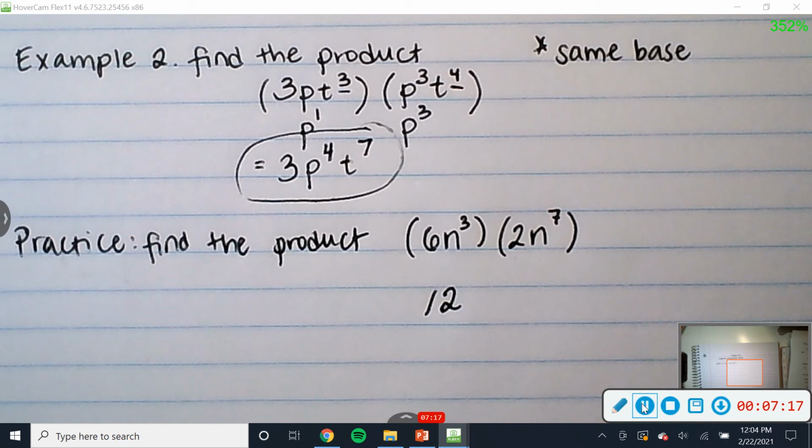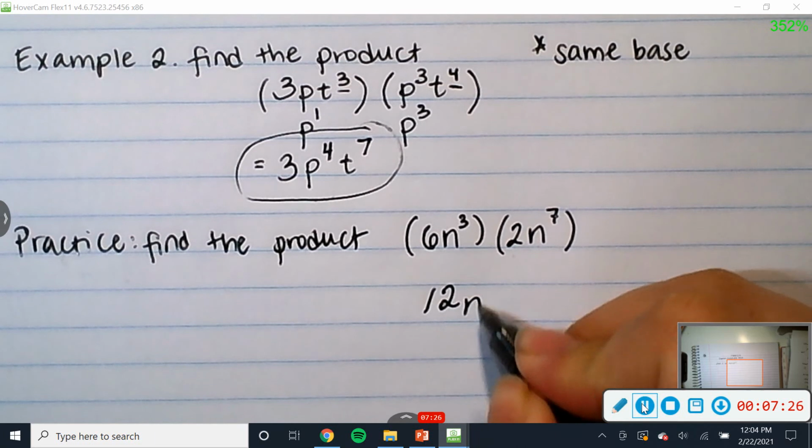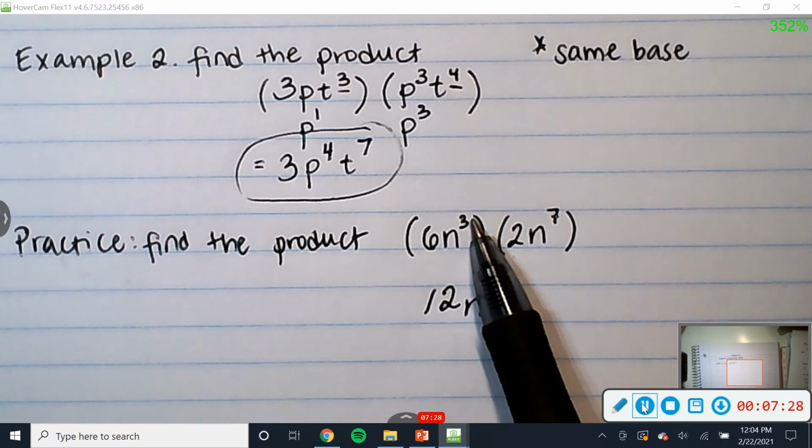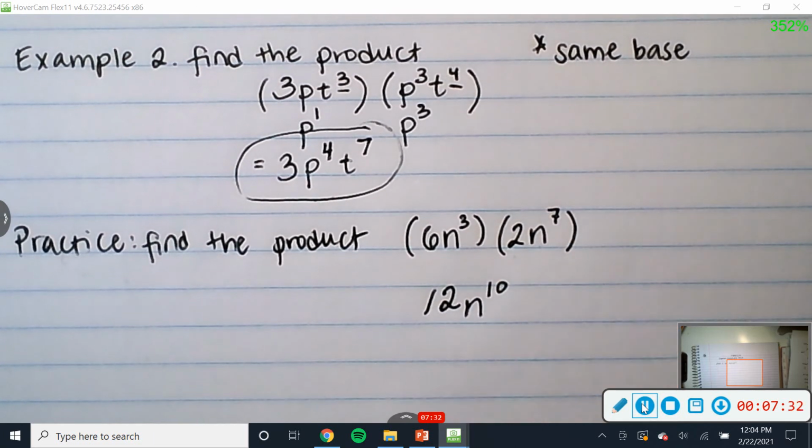And then for the variables, anything with an exponent, remember your rule. If they have the same base, you can add together the exponents. So the same base of n, and I'm just going to add together the exponents. So 3 plus 7, that's going to be 10. So my simplified expression is 12 times n to the 10th power.